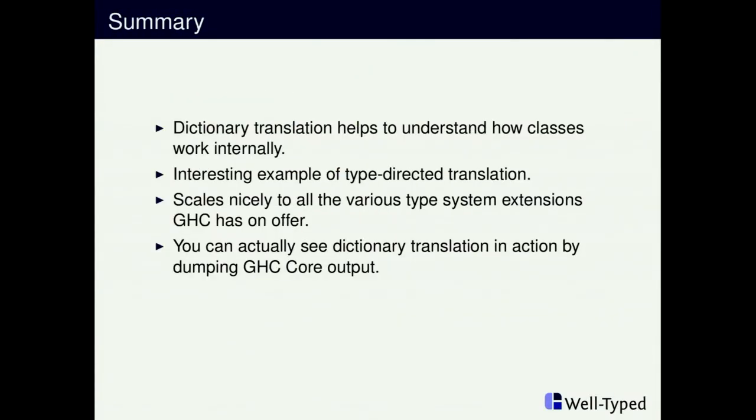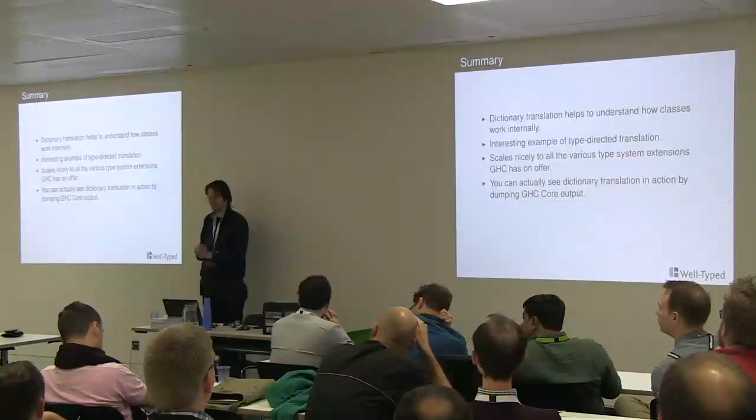Okay, so this is the summary. Dictionary translation helps, in my opinion, quite a bit to understand how classes work internally, and it's an interesting example of type-directed translation. And it's also nice to see that it scales to all the type system extensions and all the class system extensions that GHC has to offer. The dictionary translation really rather seamlessly extends to all of them. And you can actually see it in action by dumping GHC core output, and I encourage you to do so. GHC core output can be a bit intimidating, but you can really see the traces of it rather nicely. Okay, thank you.